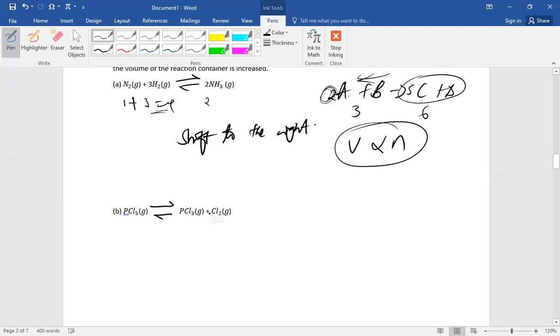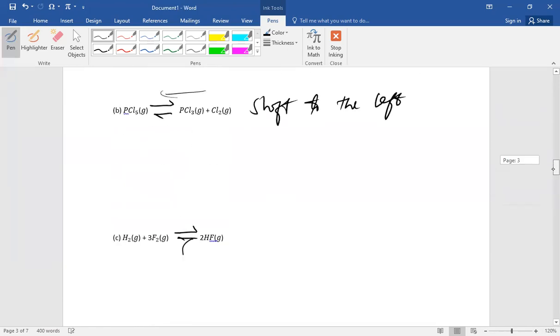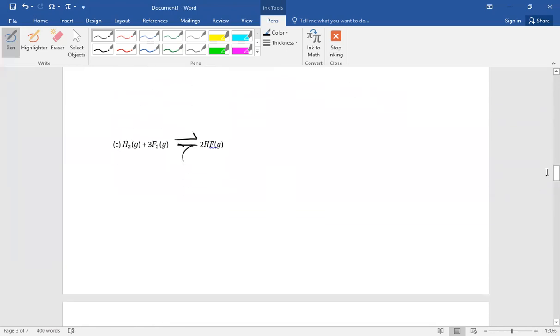This one is already clear. We're going to shift to the left, because here we have 1 plus 1, which is 2, and there we have 1. Okay, so I hope it's now simple. I'll give you a second for that one. You can pause the video and answer it.